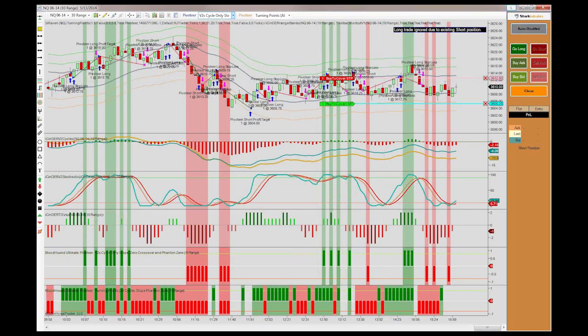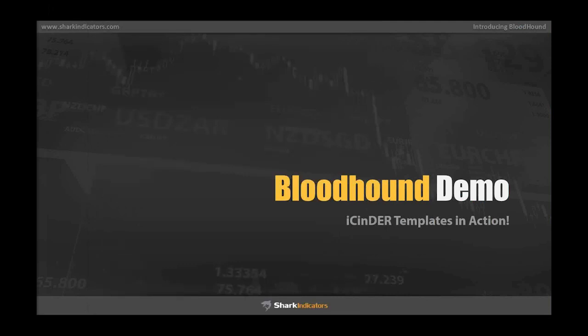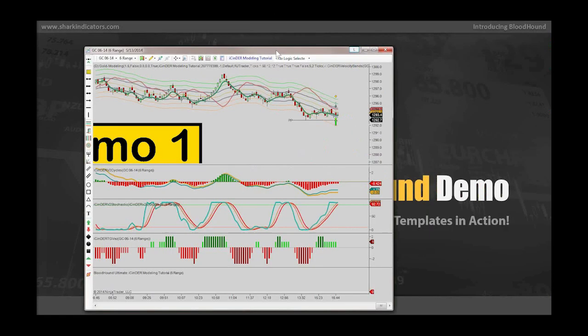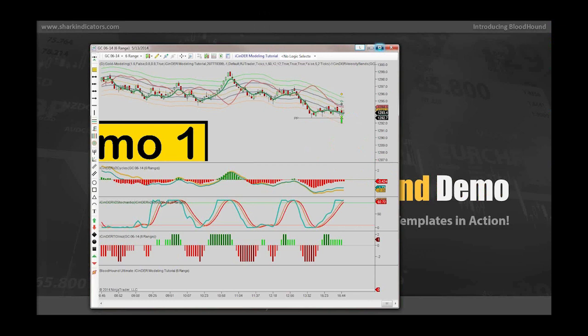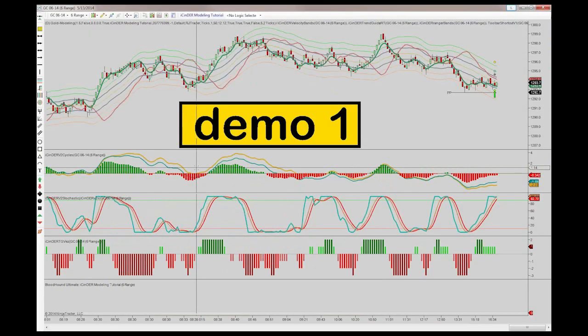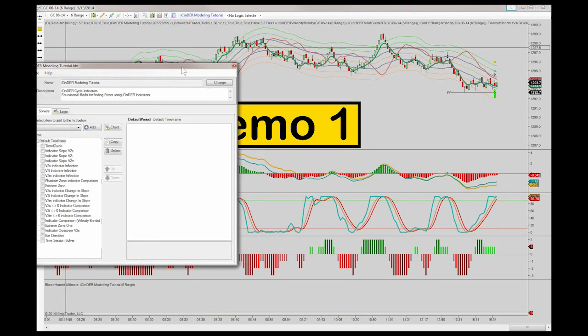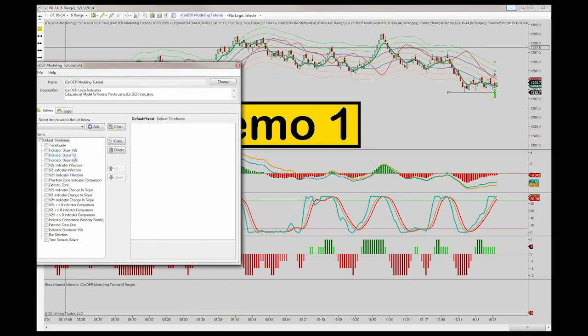Let's actually disable this, and let's look at another one, because there are 4 major components of templates for you to be able to build your own. This other one is called the modeling tutorial, and this tutorial again has a good number of items: trend guide, indicator slopes, inflection points, phantom zone, extreme zone. Extreme zone is when the price exceeds the 2 level, goes above the resistance 2 level of the Ranger bands.